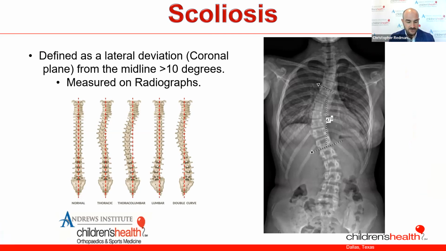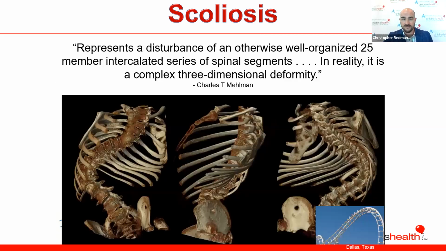In reality, however, scoliosis is much more complex than what we can observe on a single radiograph. On this x-ray here, you can see that this patient does have a significant curvature in their thoracic spine, measuring 47 degrees, and we'll talk about how we measure that later in this discussion. But this is a limited evaluation, even though that's what we base our diagnosis off of. In reality, scoliosis is much more complex than a simple 10-degree definition.